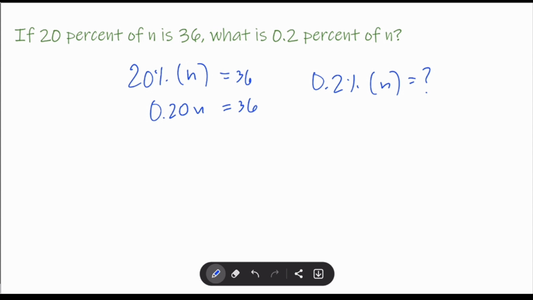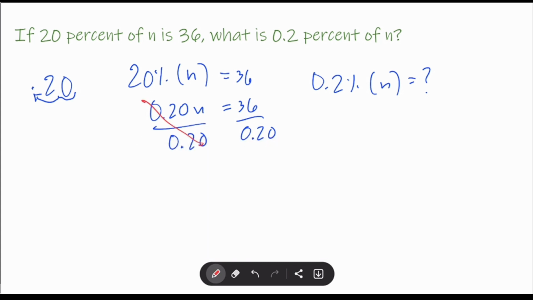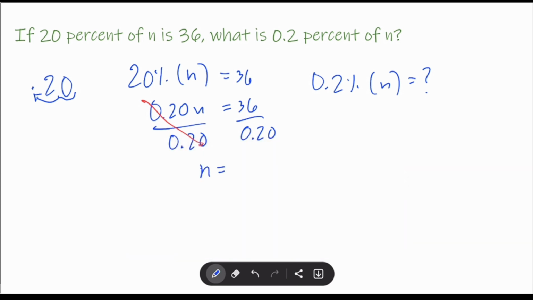The idea of changing percent to decimal: this is 20%. If you convert it into decimal, you just need to move 2 decimal points to the left. That's a shortcut for changing percent to decimal. And then we divide 0.20 on both sides to cancel this, so what's left is n. So what's 36 divided by 0.20?